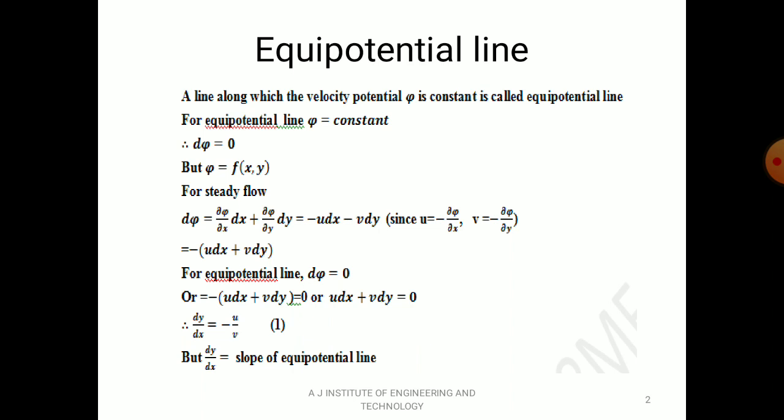So for an equipotential line, from the above expression we have d phi equal to 0. Equating the above expression to 0, we get minus into (u dx plus v dy) equal to 0, or u dx plus v dy equal to 0. Simplify the above expression to get dy by dx, which is the slope of the equipotential line. Therefore dy by dx equal to minus u by v. Take it as equation 1.